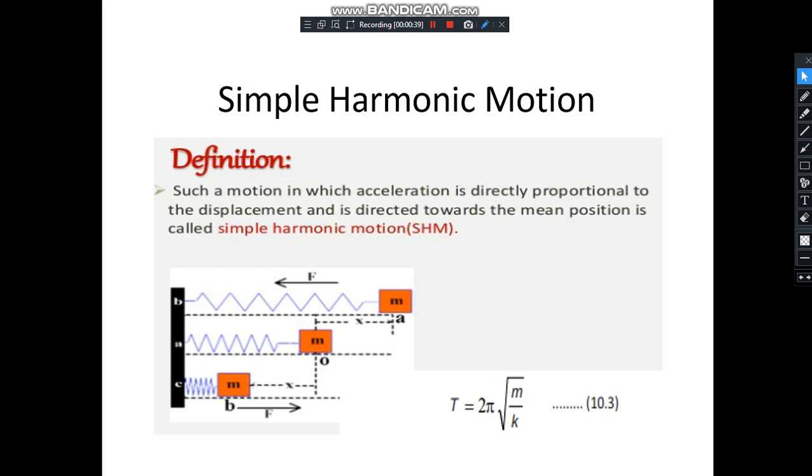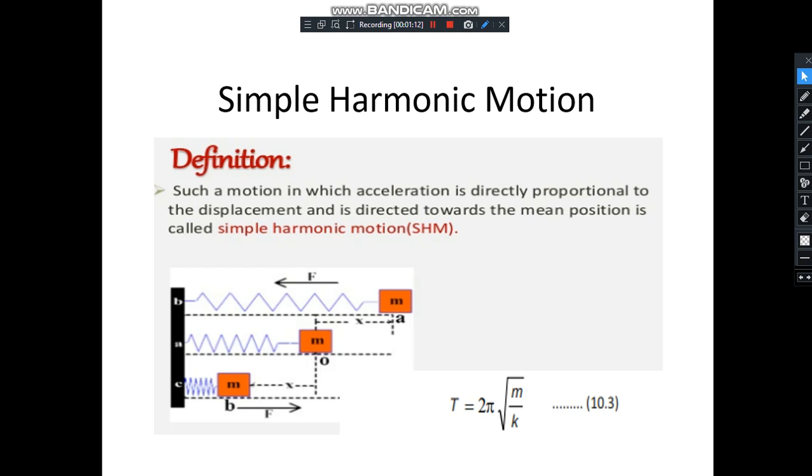For example, when you see a child on a swing, the swing moves back and forth about a fixed point, and that motion of a swing is also termed as a simple harmonic motion. But the actual definition of simple harmonic motion, about the mass attached to a spring, is such a motion in which acceleration is directly proportional to the displacement and is directed toward the mean position.